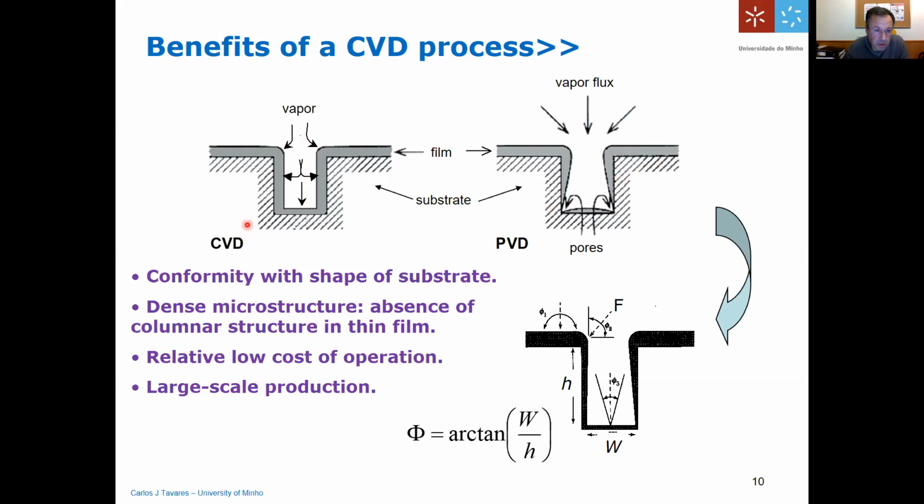On the other hand, CVD processes take into account that if you can generate the radicals across the whole steps of the surface, then you will have a uniform production of a thin film or coating on the substrate, which is conformal. And in most cases, you will have a dense microstructure. You will not have the columnar structure that you saw, for example, in some coatings produced by sputtering. It has a relatively low cost of operation; it really depends on the cost of the precursors. And it has large scale production.